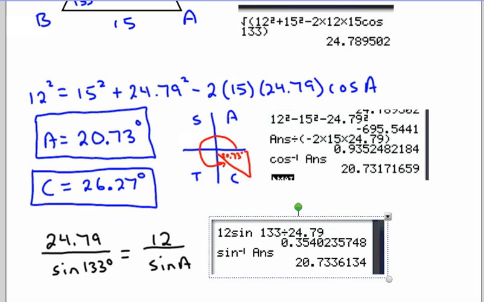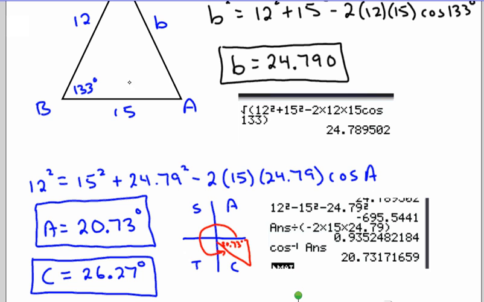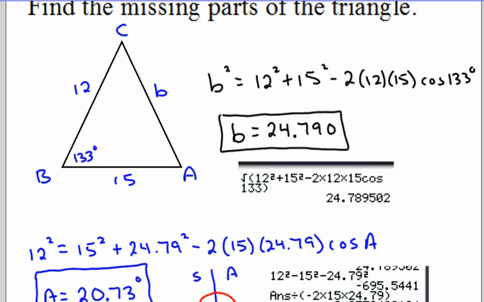Now if we do a little mental check here, side B should be the biggest side because it's opposite the biggest angle. Angle C should be bigger than angle A because 15 is bigger than 12, and it was. I feel good about my answers. Okay, the law of cosines.